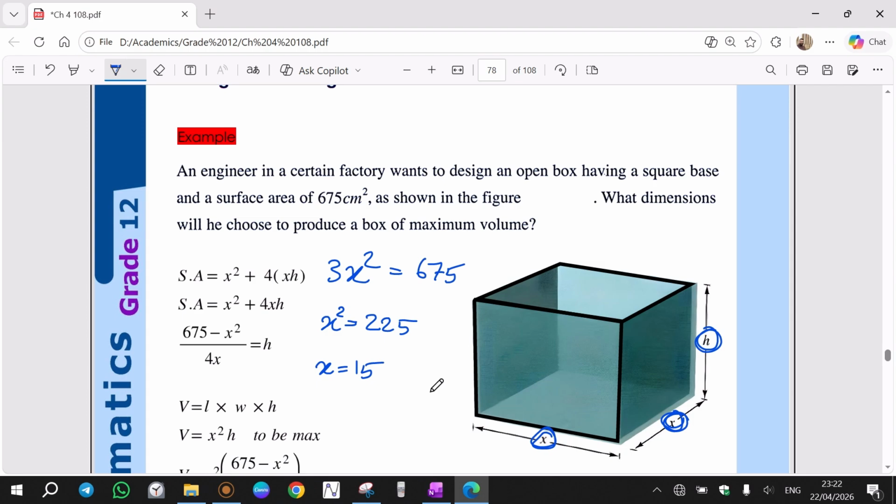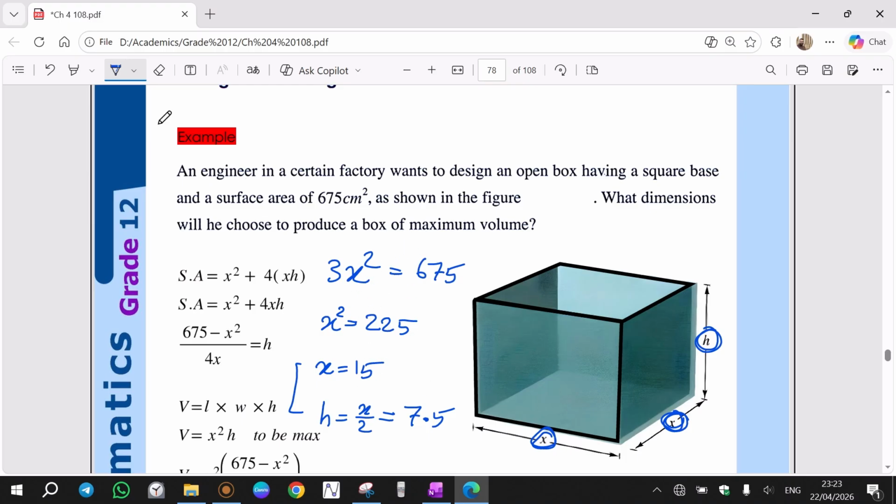Now you might wonder why not positive negative 15. X represents length and width. Length and width cannot be negative. Only positive is accepted. So x equal to 15. Directly, if they ask for h, it is always half of x. In order to have the maximum volume, this is the relation between x and h: h is half of x. Now x is 15, so h is 15 divided by 2, which is 7.5. We can just ignore this way and follow these 4 steps I wrote.